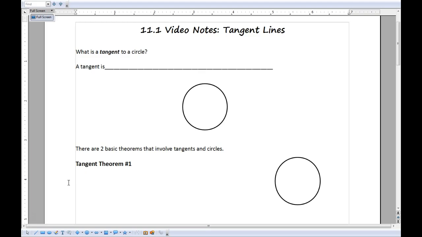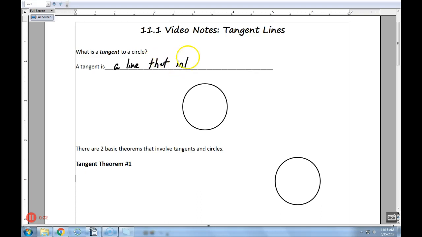So 11.1 is all about tangent lines. First we should probably define it and give some examples. A tangent is a line that intersects a circle at exactly one point. Okay, so it's a line that intersects a circle at exactly one point.